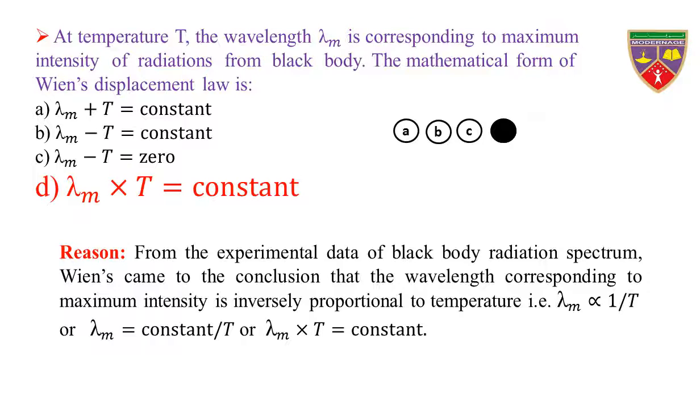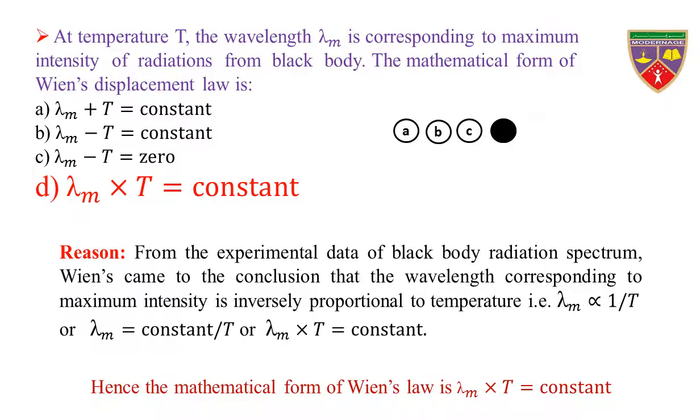Reason: from the experimental data of the black body radiation spectrum, we came to the conclusion that the wavelength corresponding to maximum intensity is inversely proportional to temperature. That is, lambda m is proportional to 1 by T, or lambda m is equal to constant divided by T, or lambda m into T is equal to constant. Hence, the mathematical form of Wien's displacement law is lambda m into T is equal to constant.